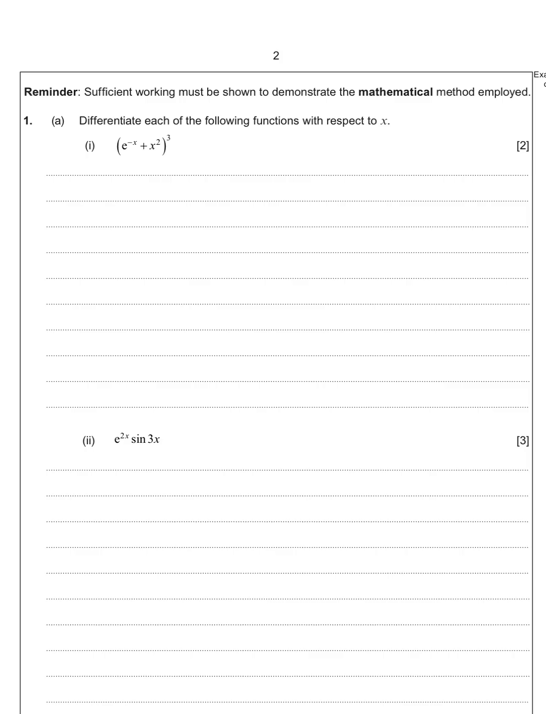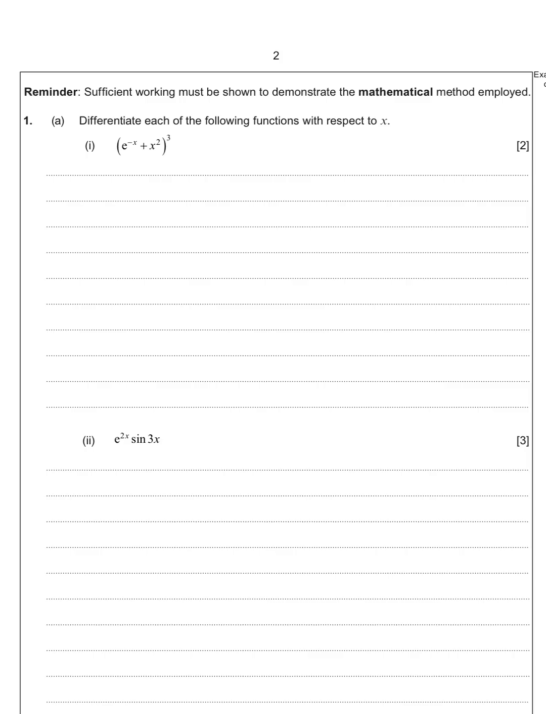Now remember that we've got the chain rule going on here, so we're going to multiply by the power. We're going to have our exact same original bracket, but with a 1 smaller power. And then the bit that lots of people forget is we're going to have to multiply by the derivative of the inside. Now the derivative of e to the minus x is minus e to the minus x, and then the derivative of x squared is 2x.